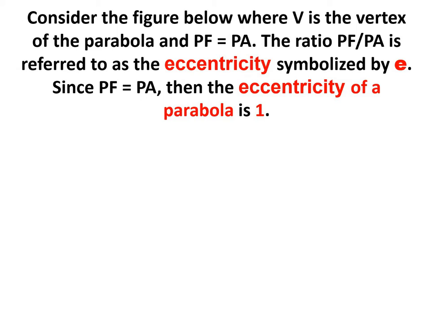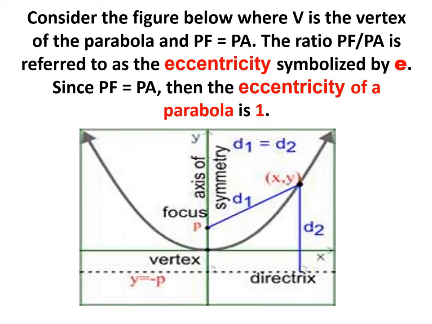Consider the figure below where V is the vertex of the parabola and PF equals PA. The ratio of PF over PA is referred to as the eccentricity, symbolized by e. Since PF equals PA, then the eccentricity of the parabola is always 1.